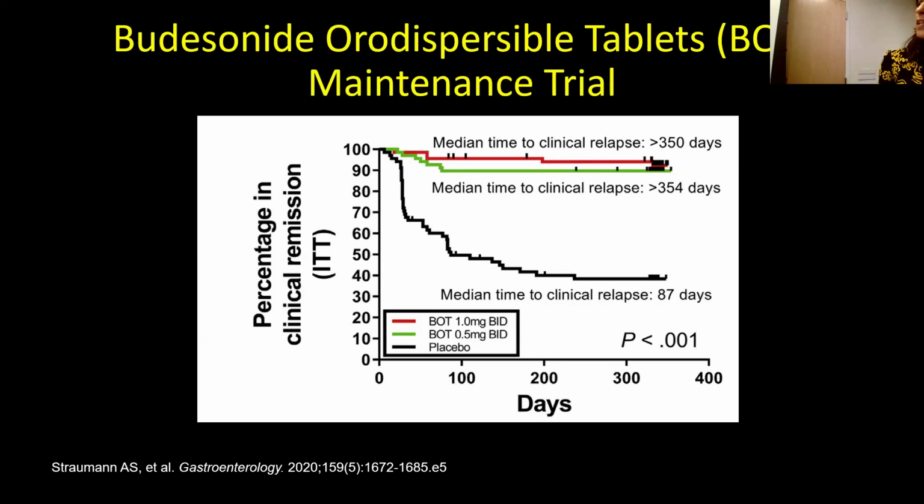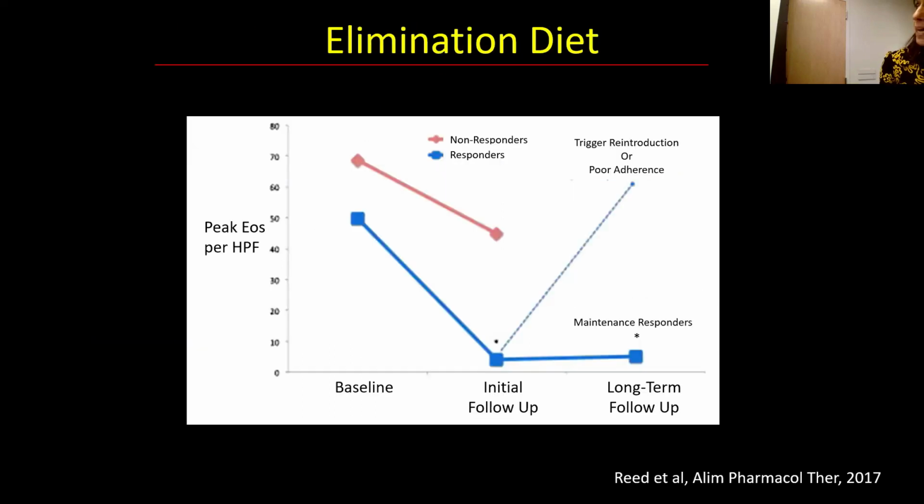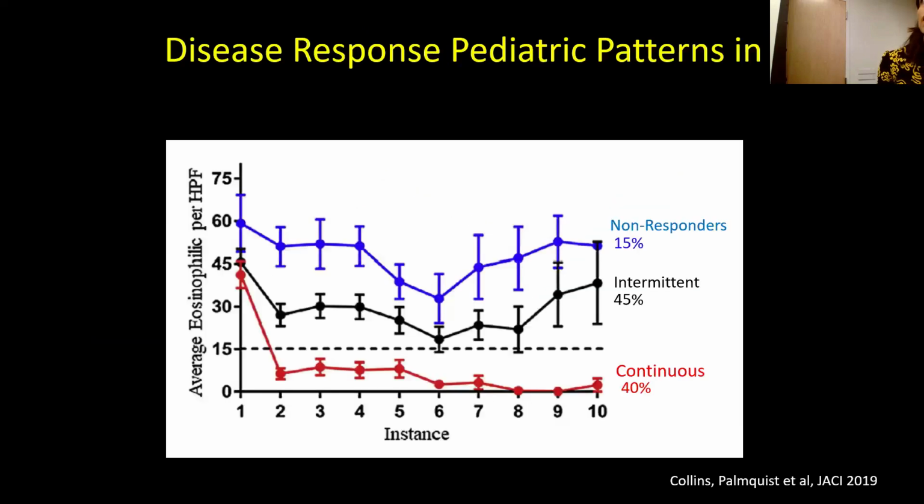Budesonide oral dispersible tablet, the European dissolving tablet, works long-term as well. You can use it at 1 milligram or 5 milligram twice a day. Elimination diets also work long-term until you put the wrong food back in, and then the disease will come back again. And these are children, and only 15% of them are non-responders. 85% of them will respond to something that you do.